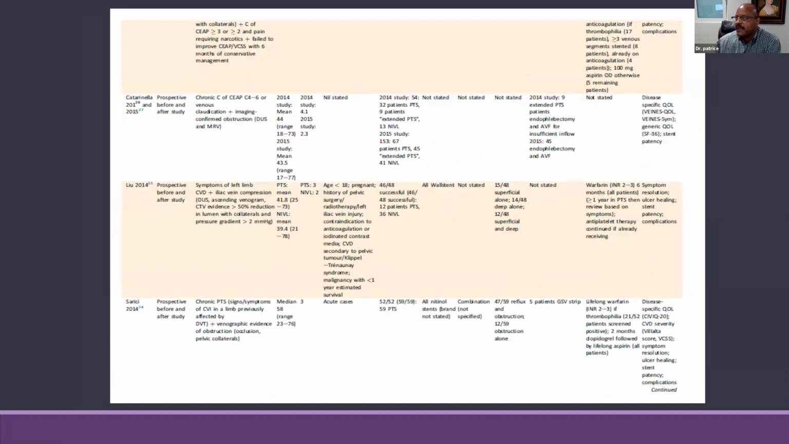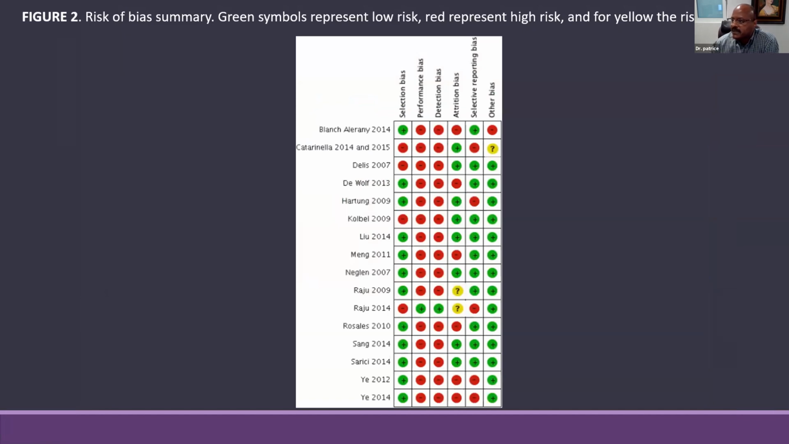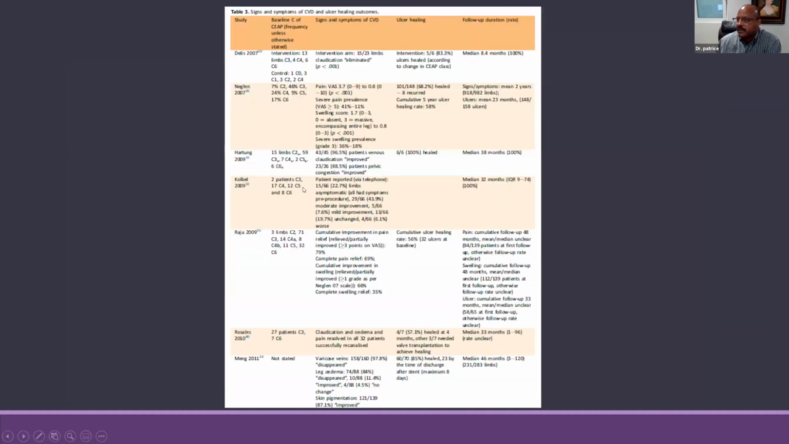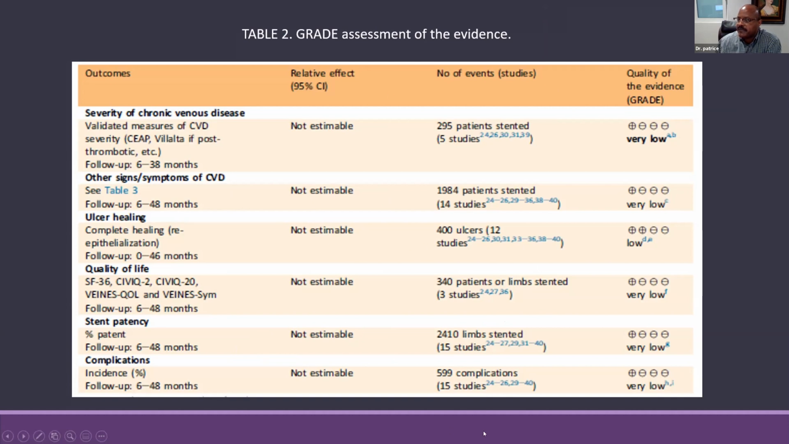When you look at the risk of bias, you can really appreciate the green symbol: the yellow is when the risk is unclear, and the green is when the risk is low. But most of the patients had the risk of bias being really high. Most of the papers, exceptionally high. Now, when you assess the grade of evidence of those papers, one can see that the quality of the evidence when we grade them was very low, almost all of them, except for one paper, which had it low.